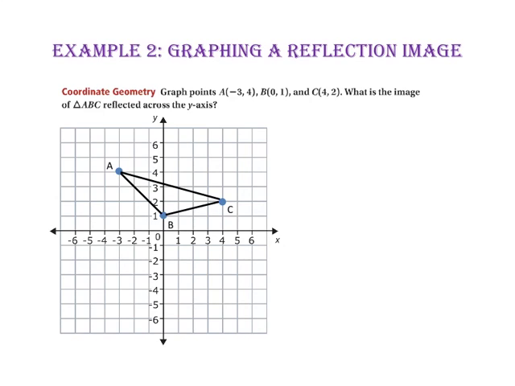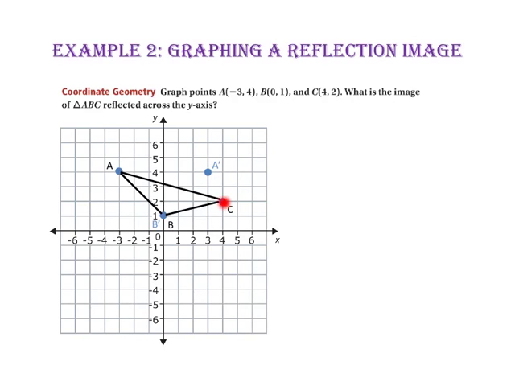Since the y-axis is our line of reflection, I'm going to put a red line to remind us. Now we want to find the image of each point. Since point A is 1, 2, 3 units from the line of reflection, A prime will be 1, 2, 3 units on the other side of the line of reflection. Since point B is on the line of reflection, B prime will be on the line of reflection as well.